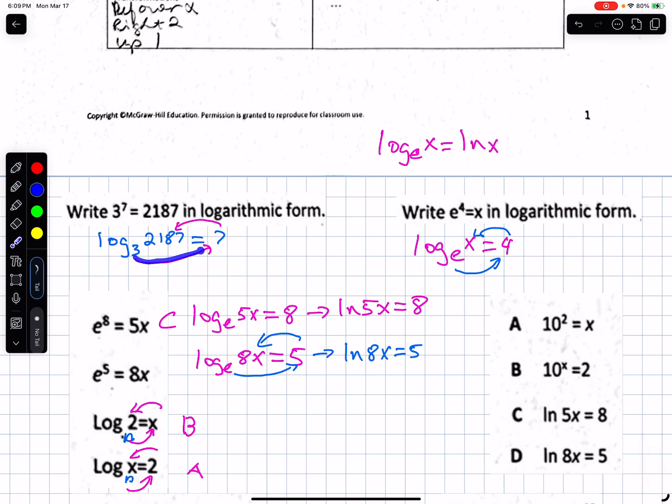Roll the log. 3 to the 7th power equals 2187. If I see this right here, the base stays the base, so log base 3, and the 2187 and 7 switch places.